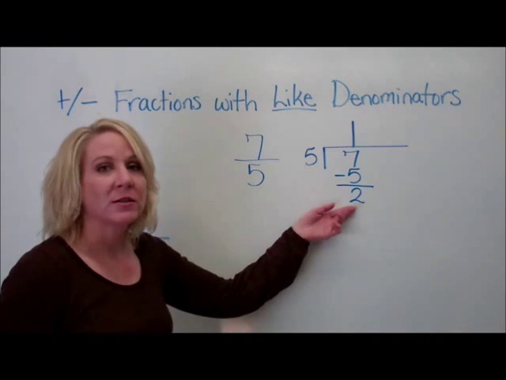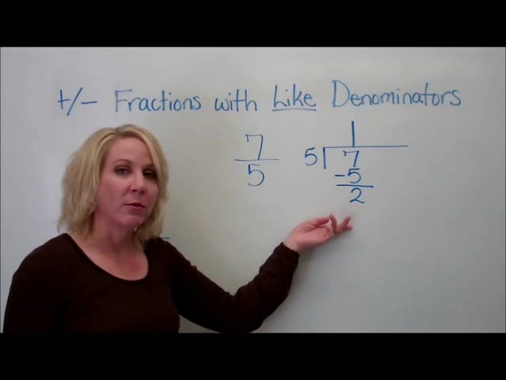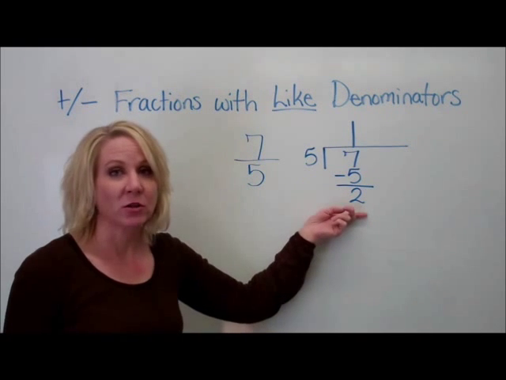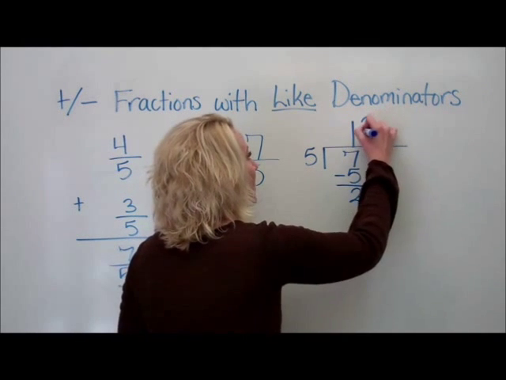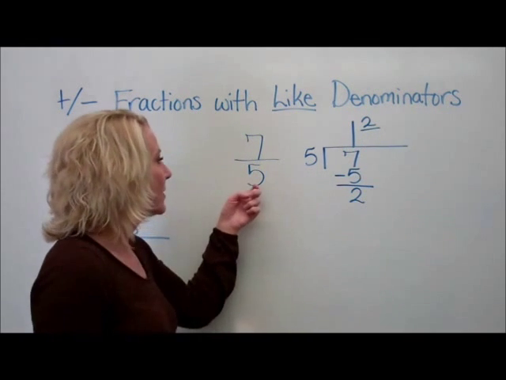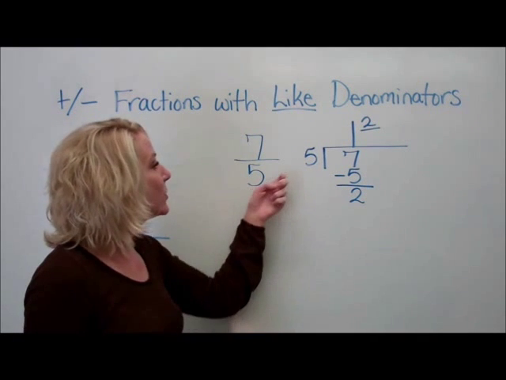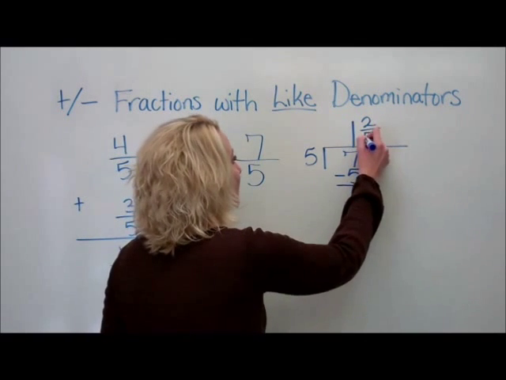Now, what you do here is instead of writing R2, meaning remainder 2, we're going to write our remainder as a fraction. The way that you do that is you take your remainder, it becomes your numerator. And then the denominator that you had, which becomes the divisor, you keep that denominator. So our denominator here is going to be 5.